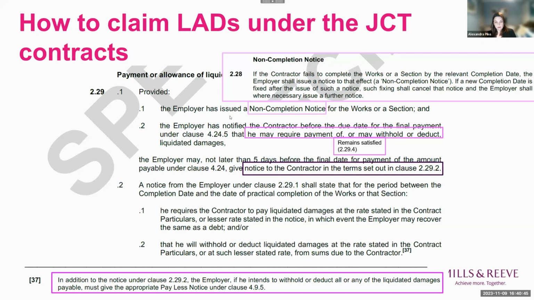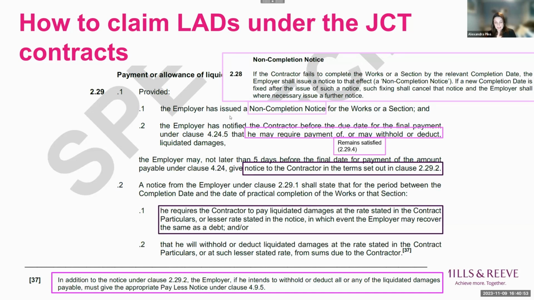So moving on to the third notice, the requirements for that one are set out in 229.2. So again, like the previous notice, keep an eye on what it says. So the employer requires the contractor to pay liquidated damages at the rate stated in the contract particulars, or if you've got a reason to do so, a lesser rate stated in the notice, so that a lower rate is okay, and in which event the employer may recover the same as a debt. So it can either say that, or it can say that liquidated damages will be withheld or deducted.